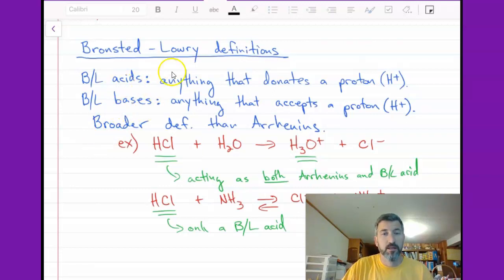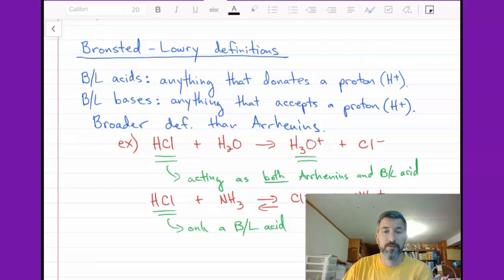In a reaction, anything that gives up a proton, and when we say proton, remember we mean basically a hydrogen atom without the electron, because if you strip an electron away from a hydrogen atom, all you're really left with is a proton. There's no neutron in most hydrogen atoms. So an acid, according to Bronsted-Lowry, is anything that donates a proton. A base is anything that accepts a proton.